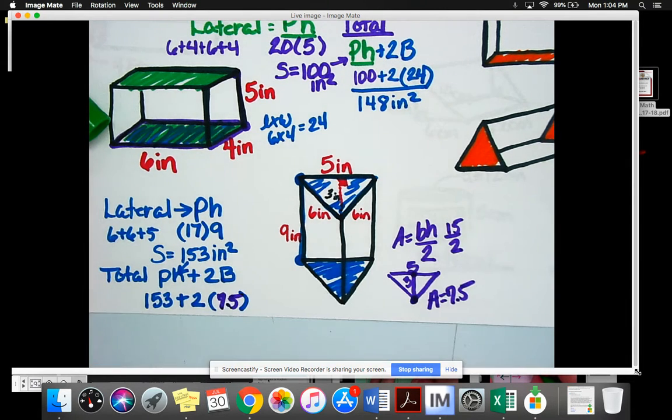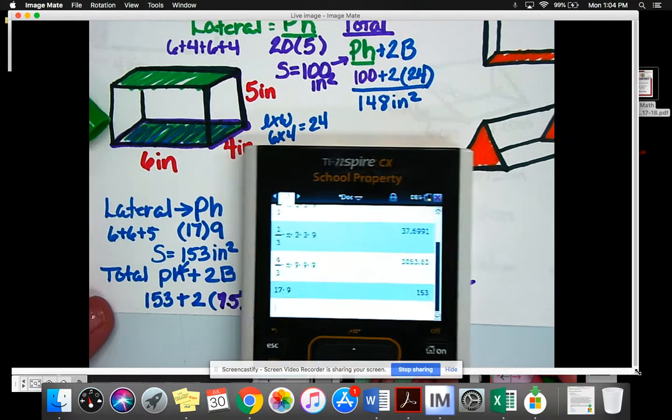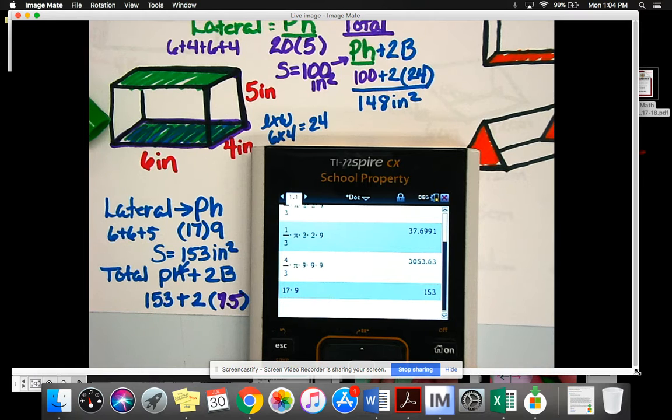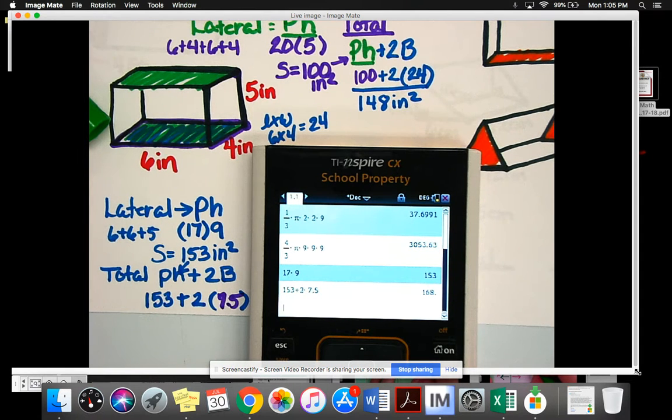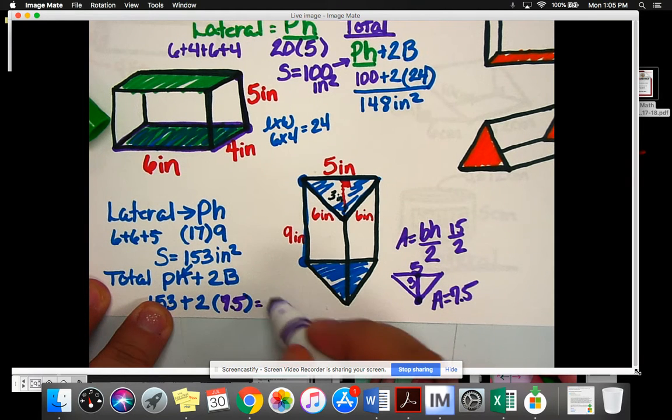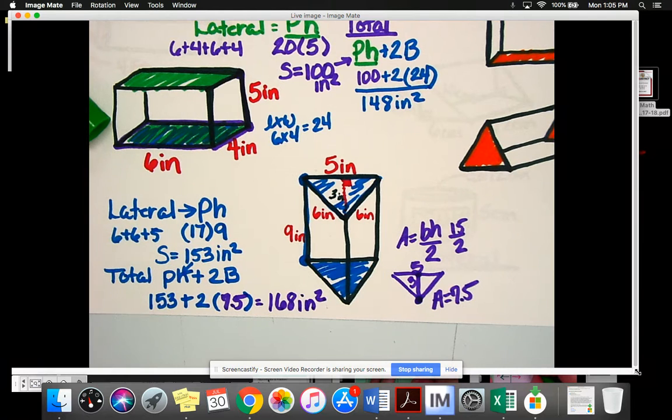And then I'm going to take my calculator and I'm just going to show it one time. I'm going to enter all of it at one time so that it does the problem for me. 153, that's the lateral, plus 2 times 7.5 gives me 168. So that means that my total surface area is 168 inches squared.